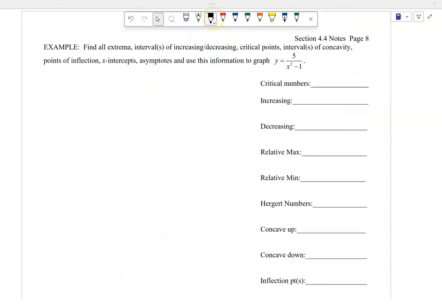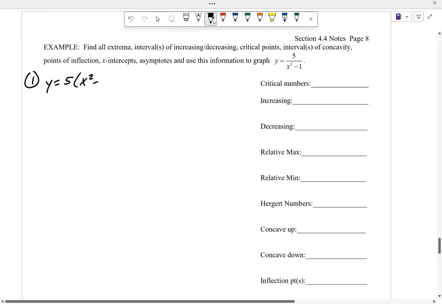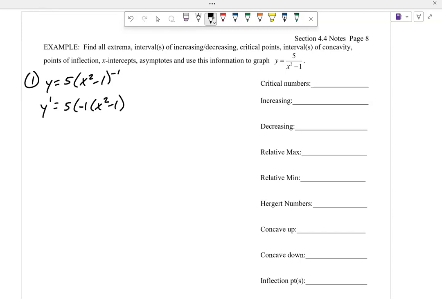And I think before we start this one, I'm going to write this in a form where I can just use the power rule instead of using the quotient rule, right? So let's go ahead and take the first derivative. We got 5. Let's take the first derivative. I got negative 1, x squared minus 1 to the negative 2. Chain rule, derivative inside, derivative of that x squared minus 1 is just a 2x minus 0.